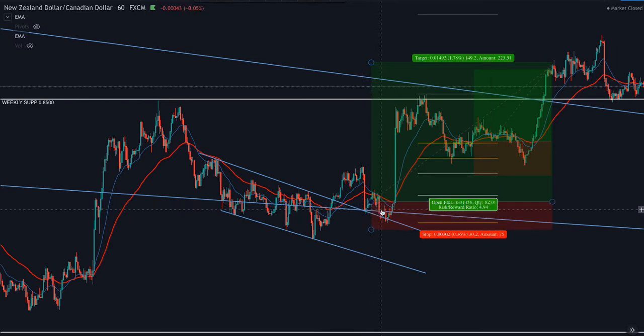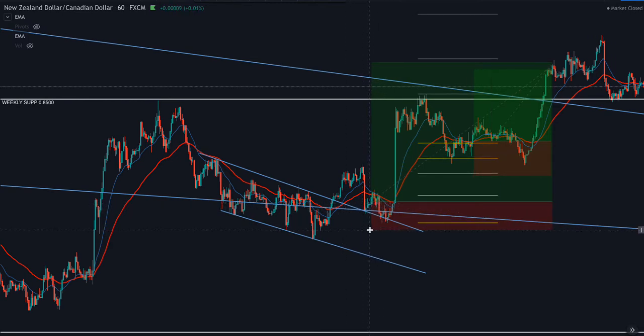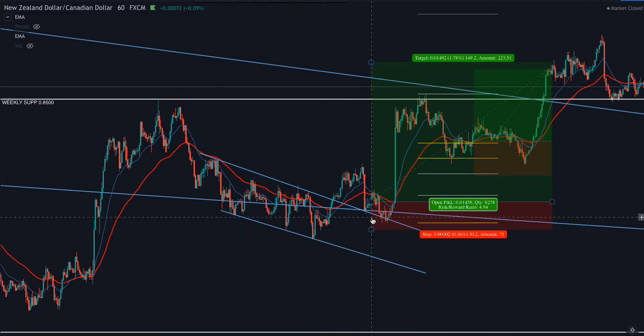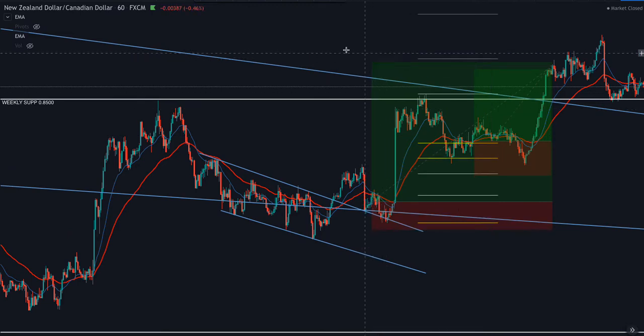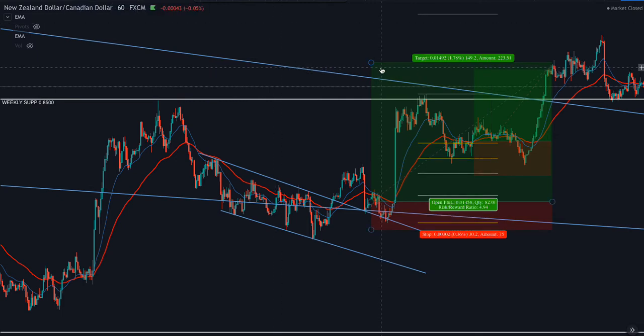So the stop wanted to be behind 618 of this move here, to give it a bit of breathing room. And I did actually have a longer term target of the weekly 50, but I'll explain why I closed it earlier. So this position here, when I closed it, was running just below 5%.